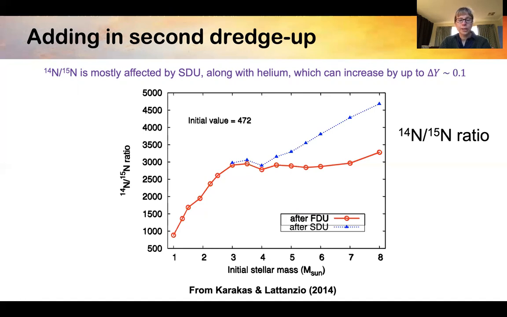So second dredge-up mostly affects nitrogen-14 and 15. And because it's also mixing into a region where you've had complete hydrogen fusion, it reaches into a region where there's considerably more helium as well. So the most extreme of these, the 7 to 8 solar mass range, might have helium increases of, say, maybe 0.1 in terms of their mass fraction, which is just from the second dredge-up alone.